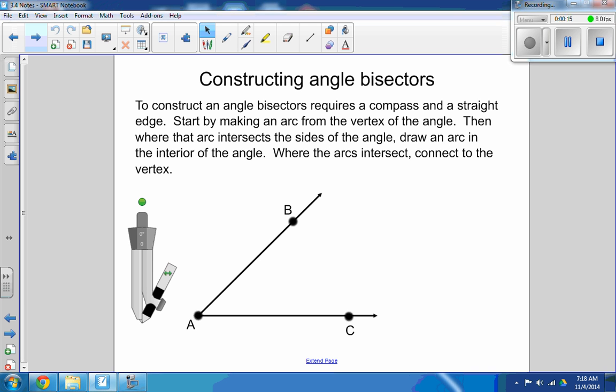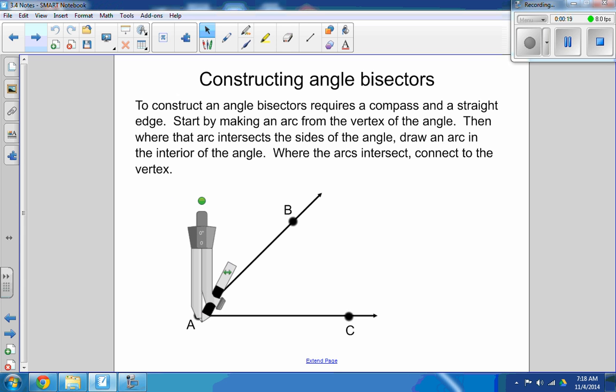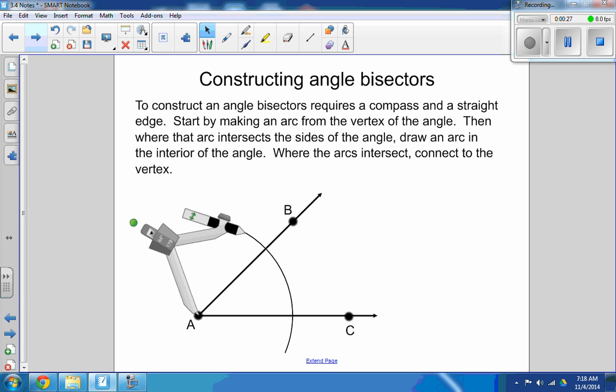We're going to start by making an arc from the vertex of the angle. So we take our point of rotation on the point A, and I'm just going to take the compass so I make an arc. It doesn't have to go through B and C. I just need to make an arc such that it goes through both sides of the angle.